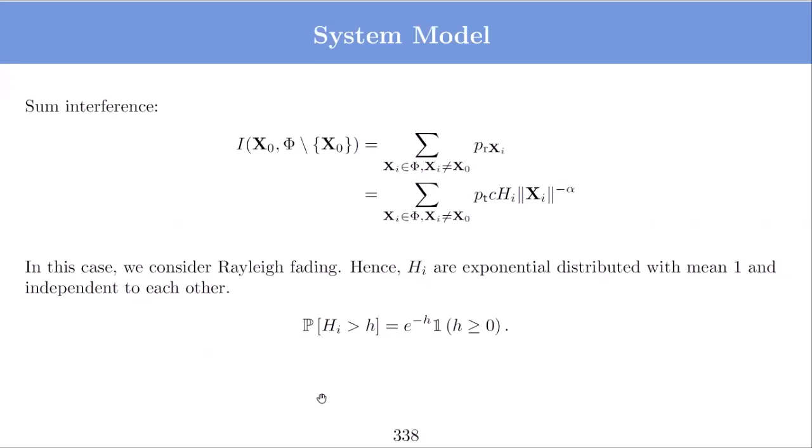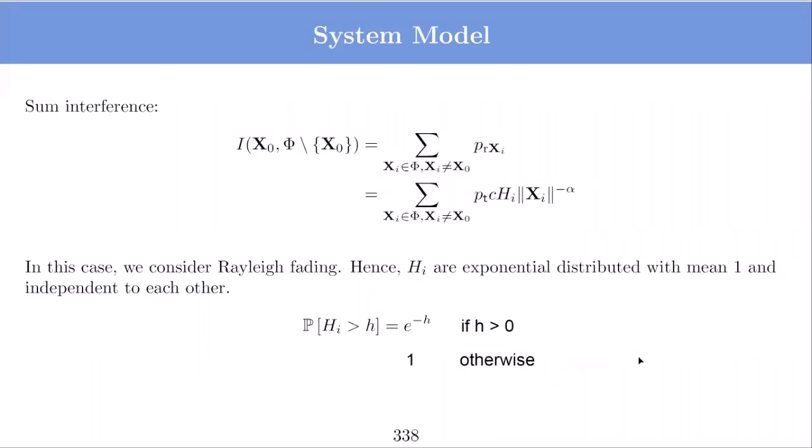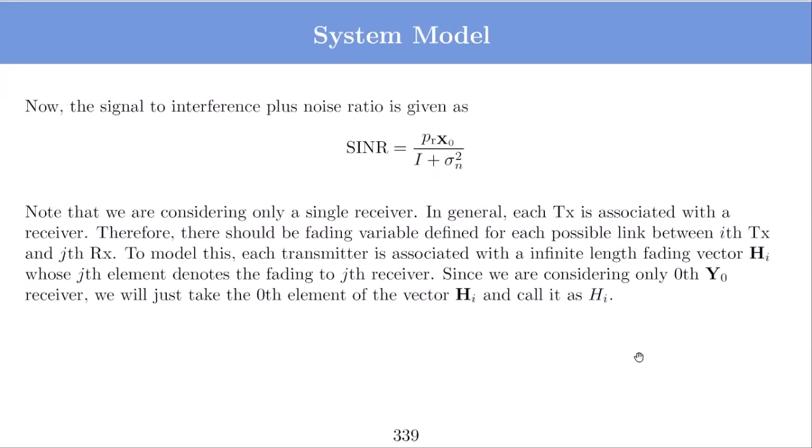So exponential means the probability that hi is more than some value h is e to the power minus h times the indicator that h is greater than or equal to 0. And if h is less than 0, then of course hi would be greater than 0, so the probability would be 1. So this is the CCDF of the exponential random variable. And once we have this interference and the receive power, the signal to interference plus noise ratio would be given as the receive power divided by interference plus sigma square.